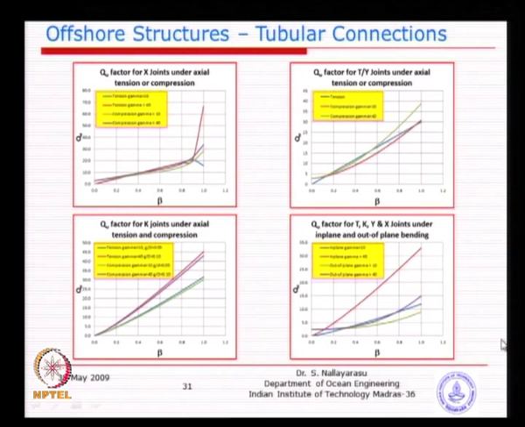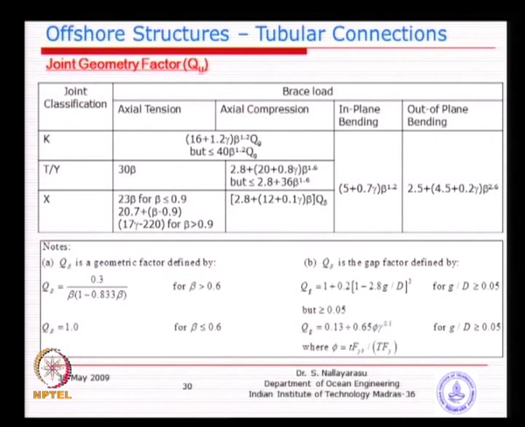I have just plotted some of these parameters, in fact most of them. If you look at the left side, the vertical axis is the Qu value, and on the horizontal axis I have plotted beta for different values of gamma. For example, the axial X joint is dependent on two parameters, beta and gamma. For tension and compression you have different formulas, and for in-plane bending and out-of-plane bending, two different formulas.